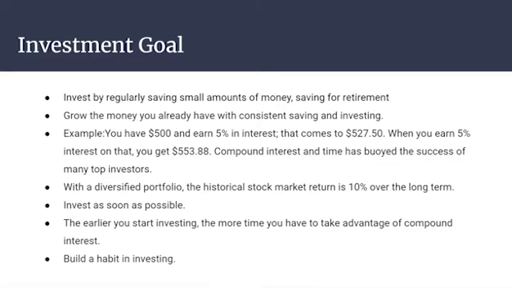We recommend they invest as soon as possible. The earlier you start investing, the more time you have to take advantage of compound interest. And you need to build a habit of investing.